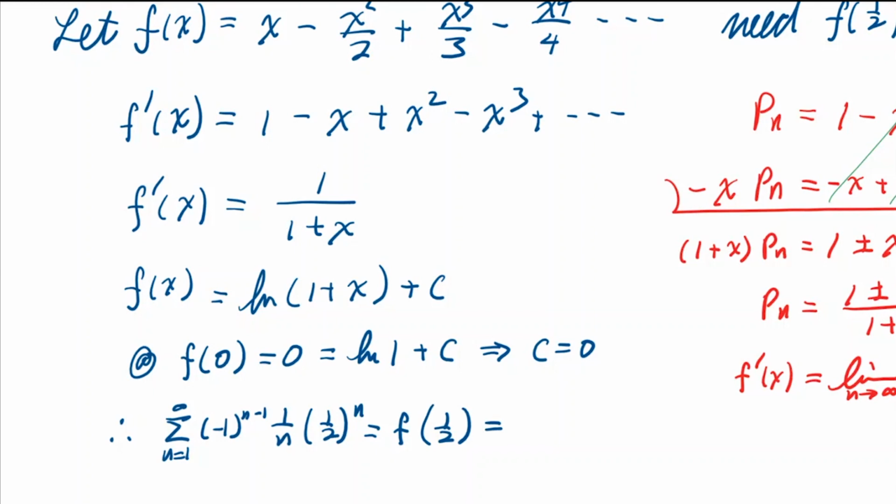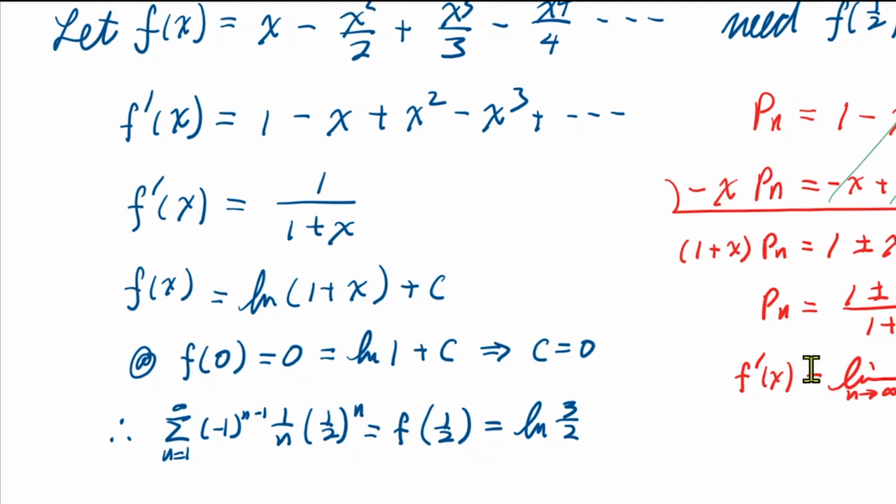And we have our f. Our f is here, right? Ln. So you just put 1/2 there, so ln 3 over 2 is the exact sum of this series. Wasn't that a neat trick?